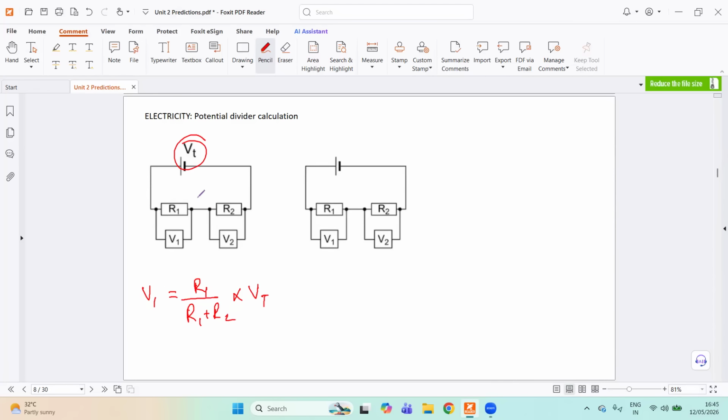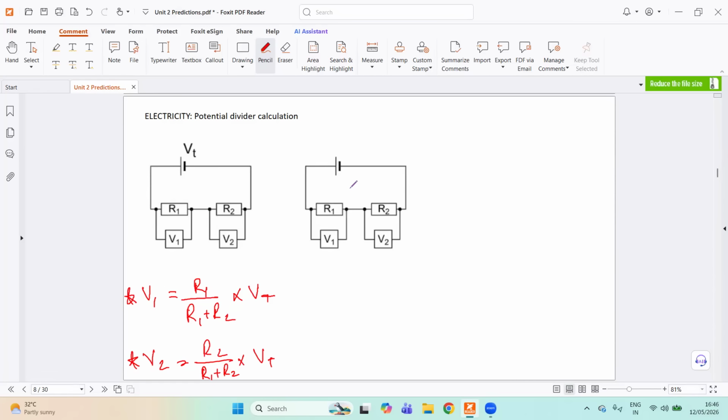The same thing goes for V2. This is VT. And the same thing applies for V2. V2 corresponds to R2 divided by, so R2 carries what proportion of the total resistance? Total resistance is R1 plus R2. And in this proportion, the total PD or the total voltage will be allocated towards V2. Now, this one is a bit different. This is very common. This is really common. This is not so much. What about this one though?